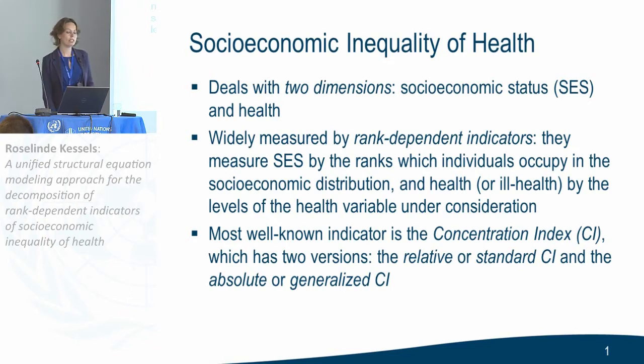And this is usually done by means of a rank-dependent indicator, which is a weighted average of individual health levels of individuals from a targeted population, where the weights are determined by the ranks of the individuals in the socioeconomic distribution. The most well-known rank-dependent indicator is the health concentration index, of which there are two versions. We have the relative or standard health concentration index, and then there is the absolute or generalized concentration index. And these indices express the relative or absolute differences in health between socioeconomic status groups.